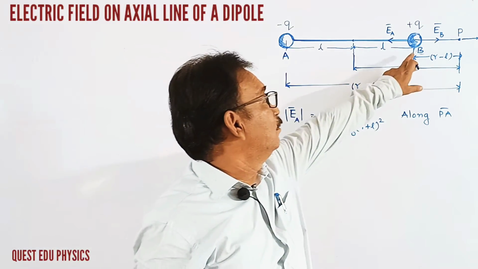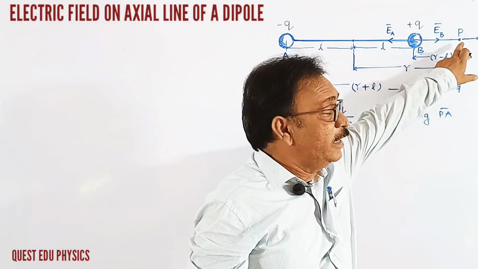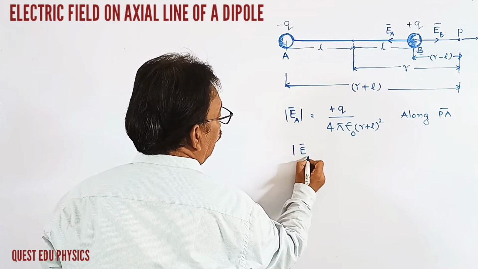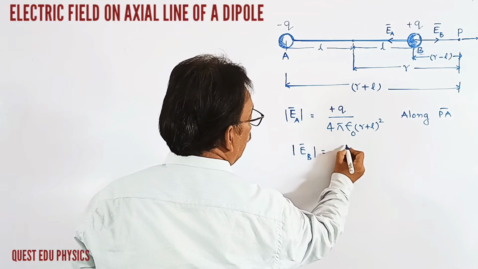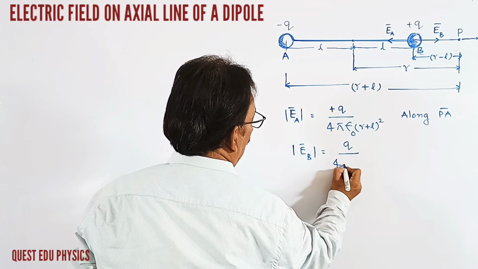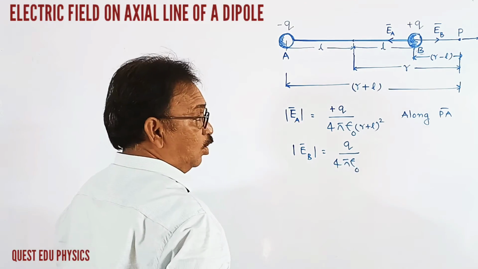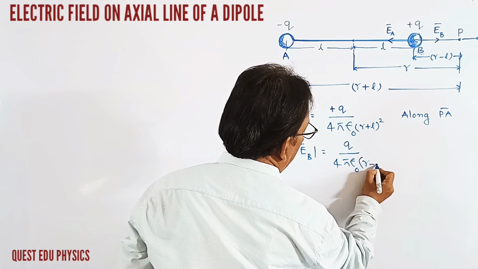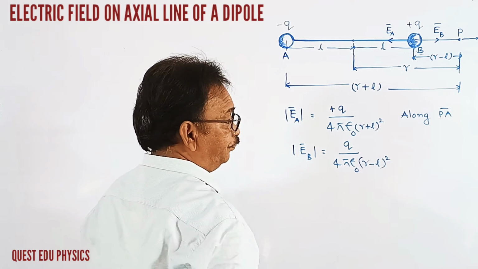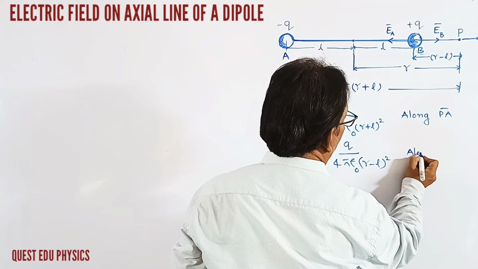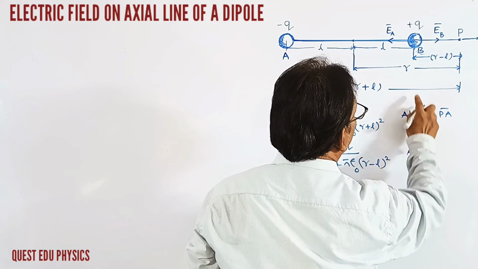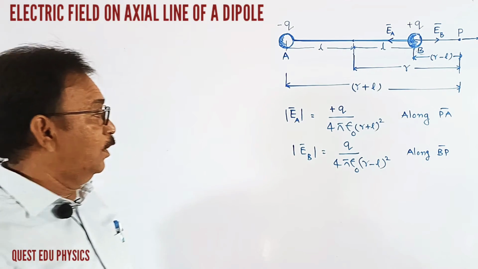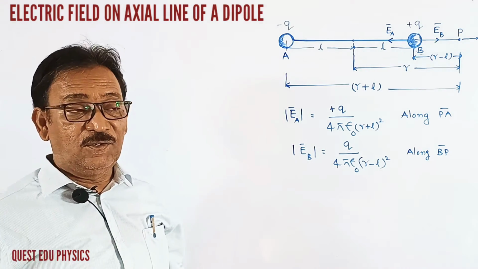Similarly, if you go with the second charge, that is B, intensity at this point can be had as EB bar is equal to Q by 4 pi epsilon naught, and the distance between the two is R minus L whole square. It is along BP, okay students. These two are the vectors actually.